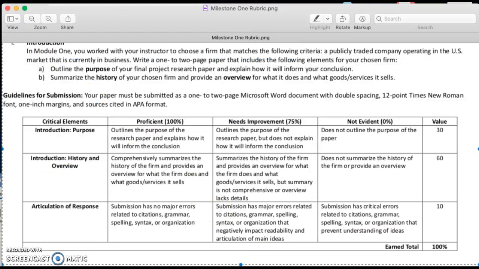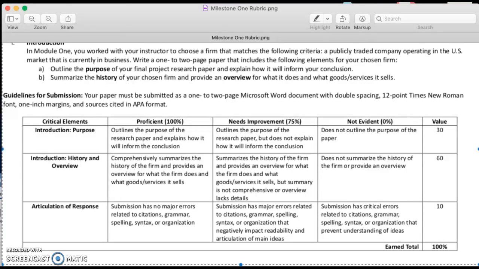In Milestone One, you'll introduce the firm you selected. The first part of Milestone One focuses on the purpose of the paper. You are acting as a consultant for the firm and researching economic trends and outcomes to ultimately provide recommendations on how the firm can improve or maintain its success in the future.